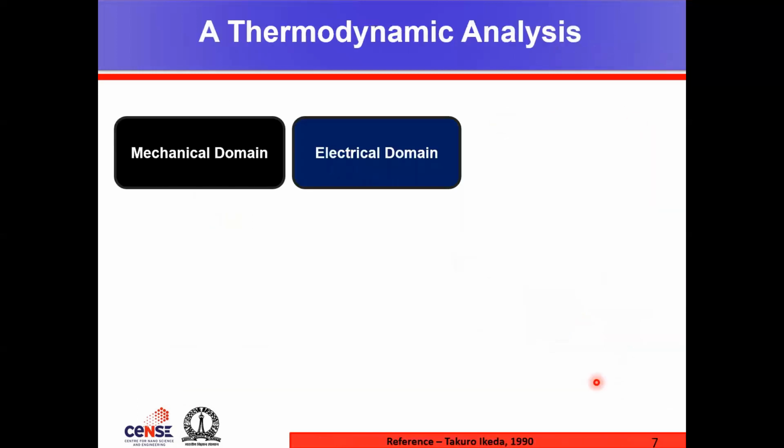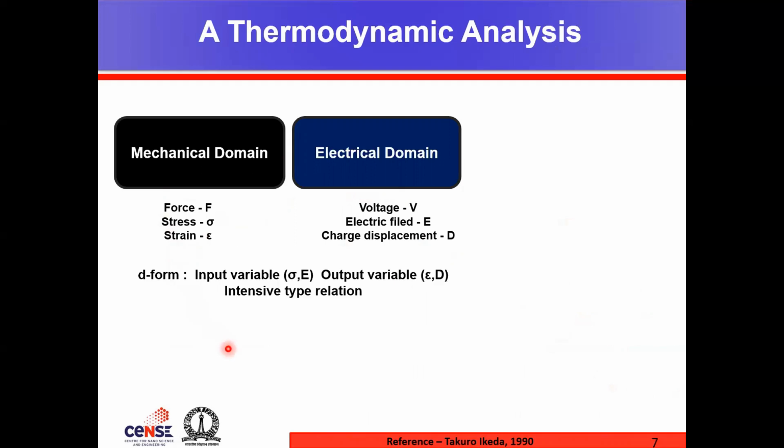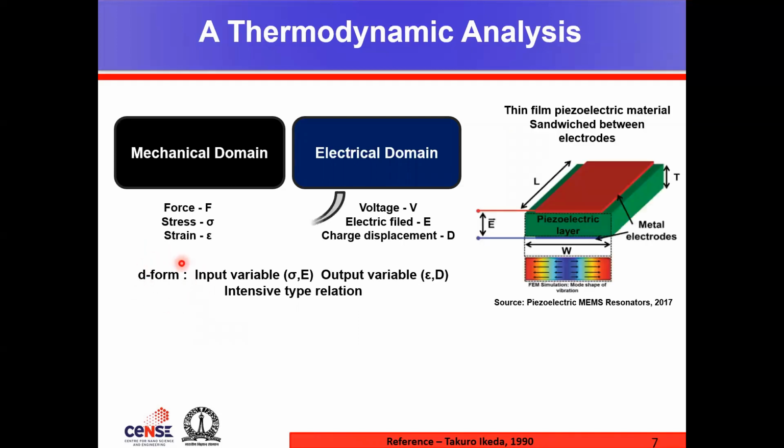Now let us start to analyze piezoelectricity from a thermodynamic point of view. Consider a constant temperature environment and analyze the electrical and the mechanical domain. Under each of these domains, there are three parameters that we will be interested in. And there are different kinds of relationships that we use in this thermodynamic analysis: the D form, E form, G, and the H. In this study, we'll be mainly looking into the D form only.